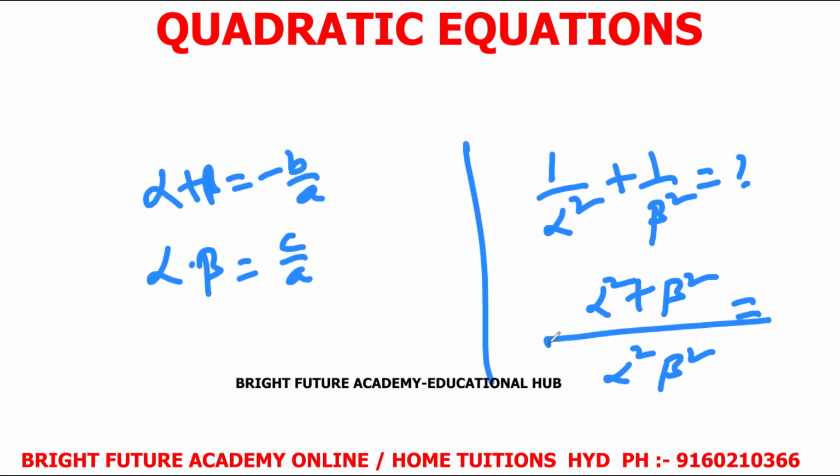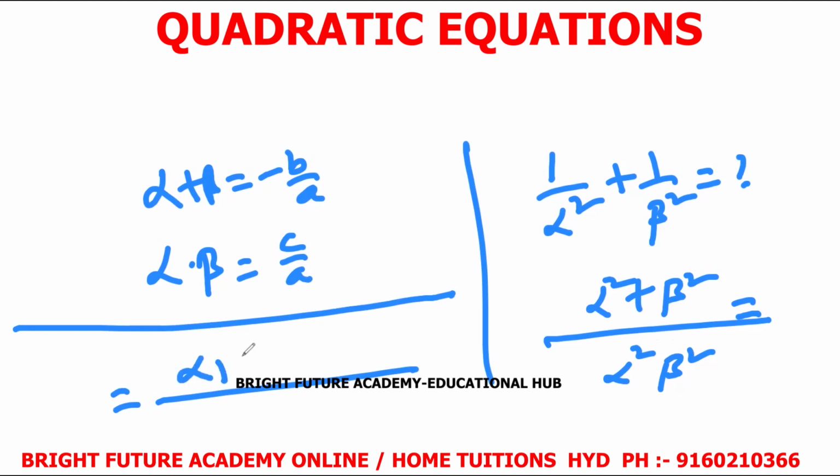Next, alpha plus beta whole square minus 2 alpha beta. How can we write it? Alpha plus beta whole square is alpha square plus beta square plus 2 alpha beta.